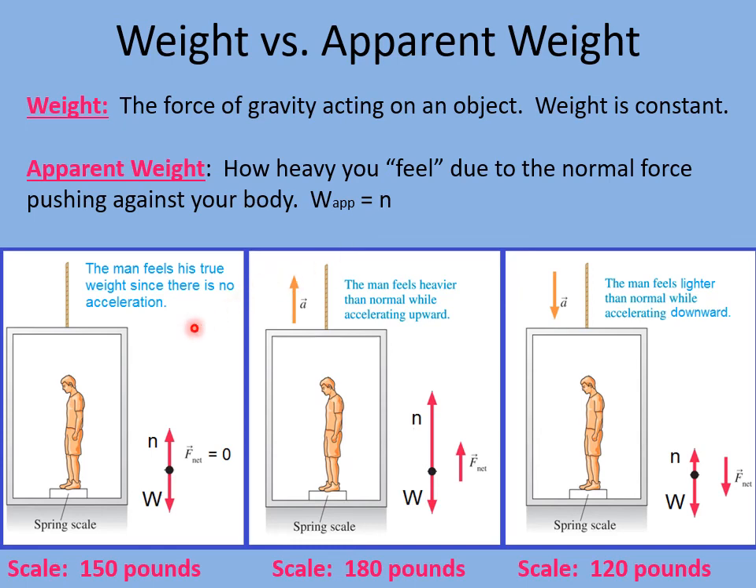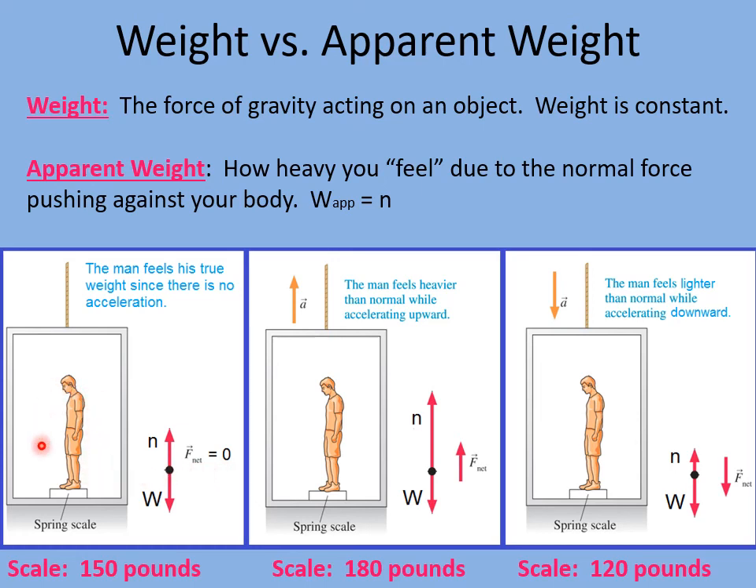So let's look at three different situations. We've got a man inside of an elevator, and he's standing on a bathroom scale. Now in this first picture, the elevator is not moving at all. So let's just assume it's at rest. We know that the weight force of the man pulling downward is equal to the normal force of the man pushing upwards on his feet. Therefore, there is no net force on the man. Therefore, he is not accelerating.